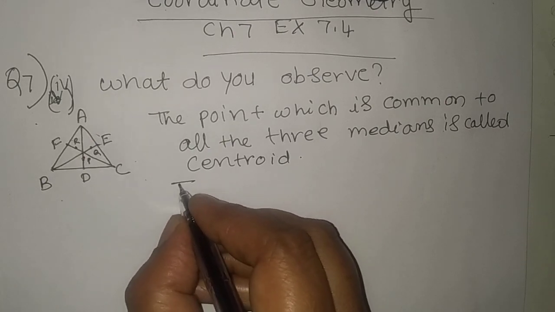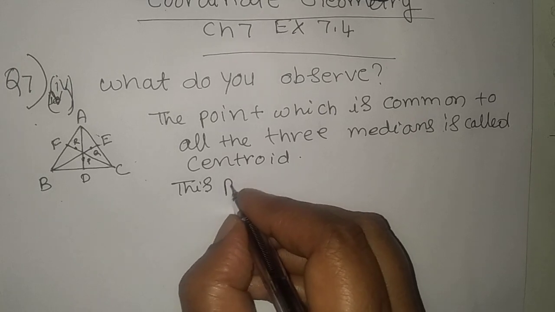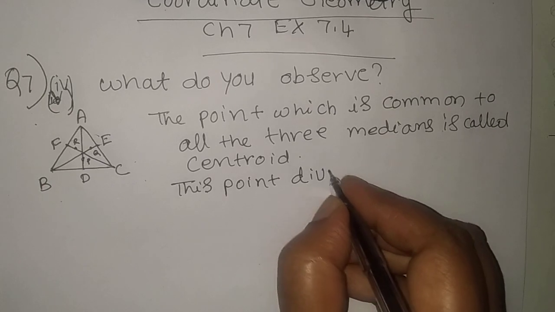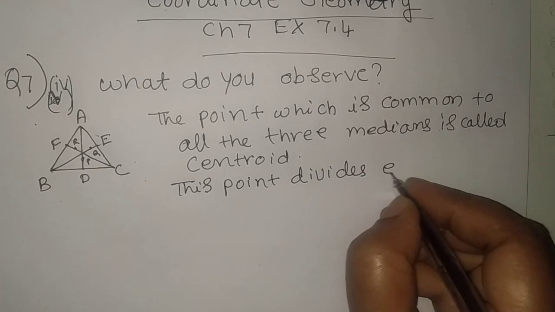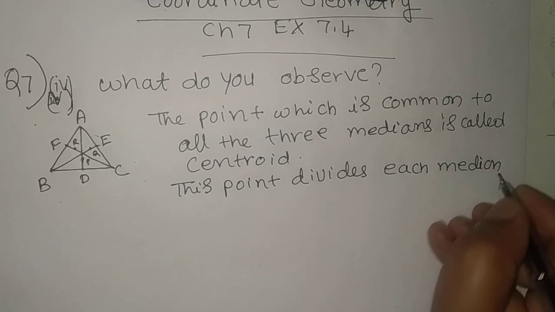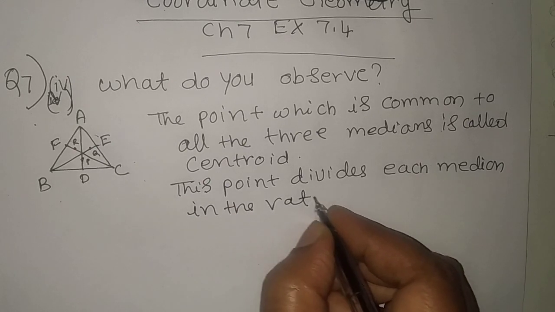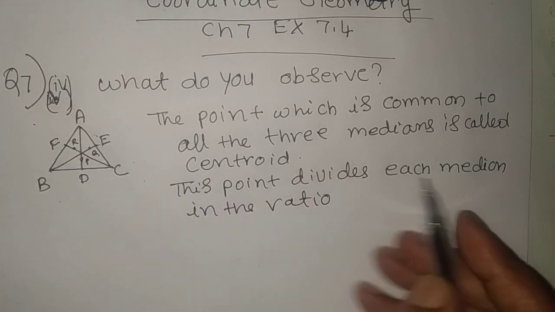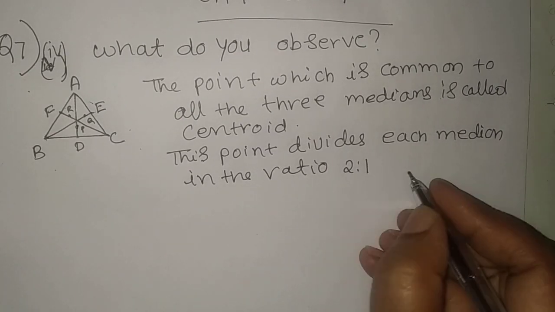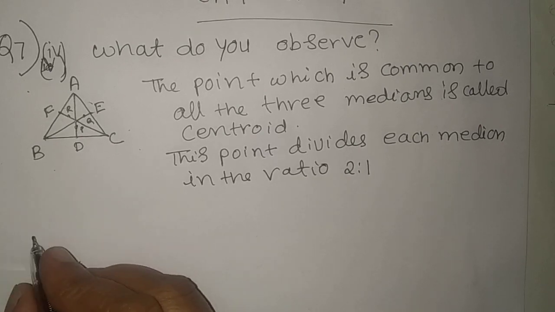So, one more point: this point divides each median in the ratio 2:1. So after this we'll write the answer for what we observe.